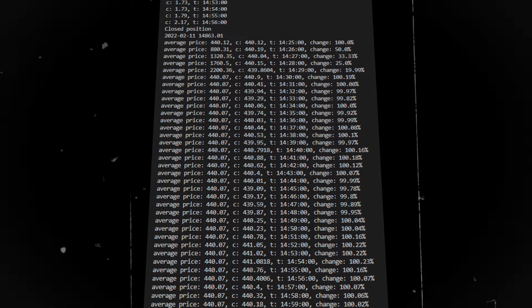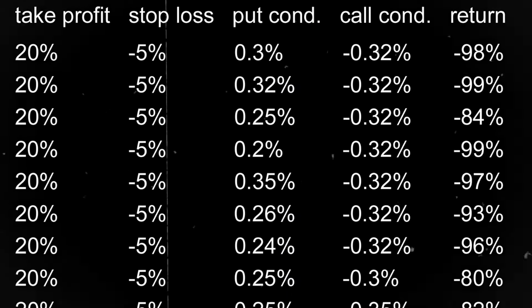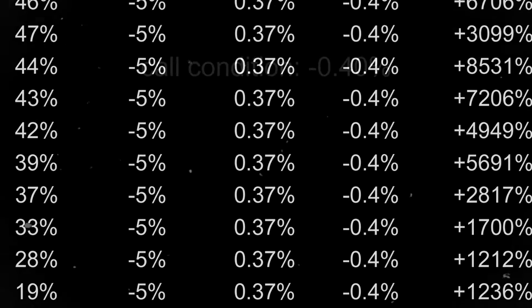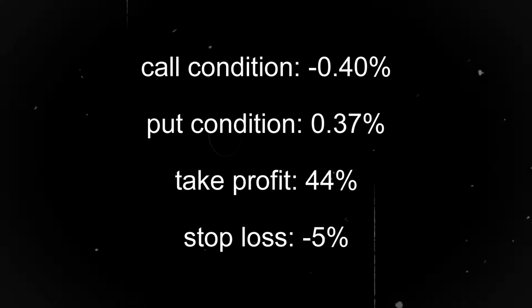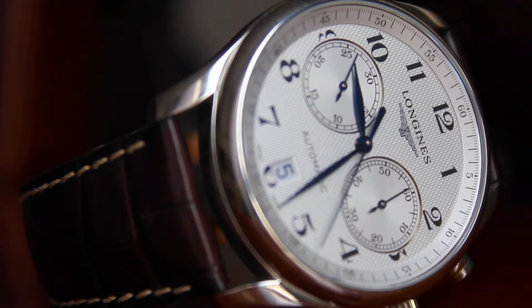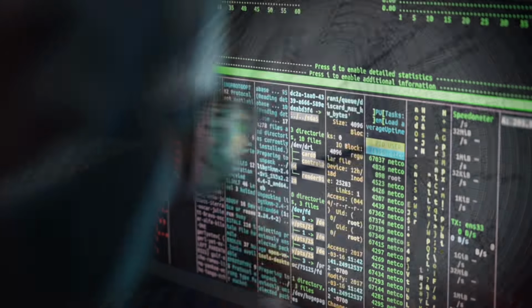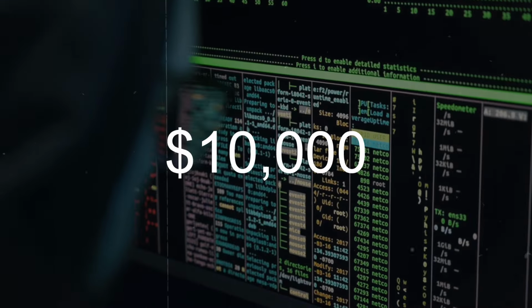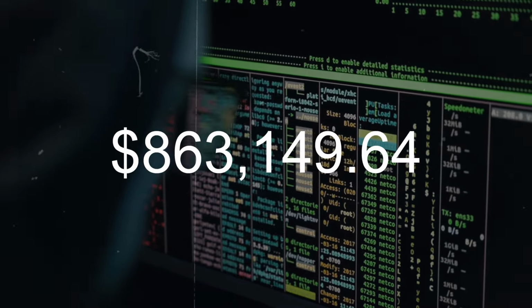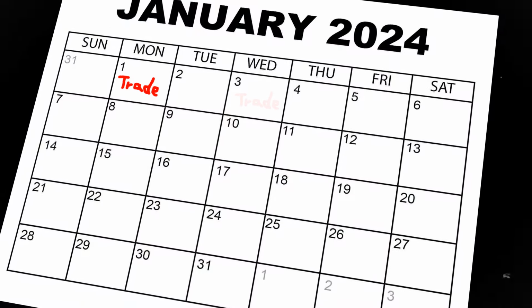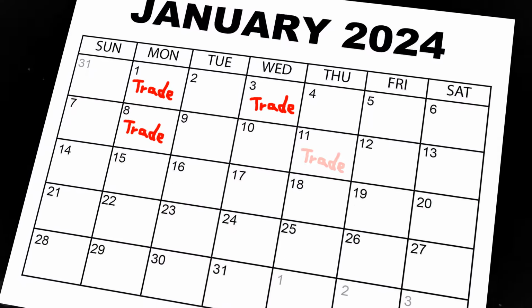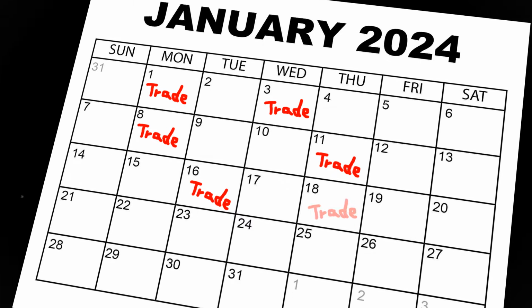So yeah, backtesting was a pain in the ass, and after about 40 runs taking about 80 hours, I came up with these parameters: call condition at negative 0.40%, put condition at 0.37%, stop loss at negative 5%, and take profit at 44%. Once I ran this combination for the past 2 years, the starting position of $10,000 turned into about $163,000. In about 500 trading days, we've made 200 trades, which is about 1 trade every 2 to 3 days.